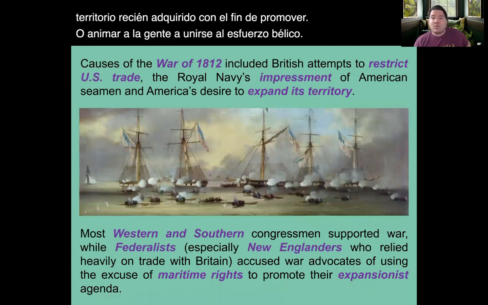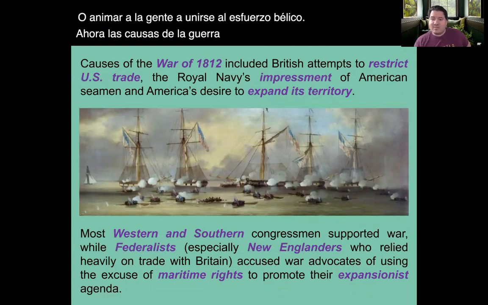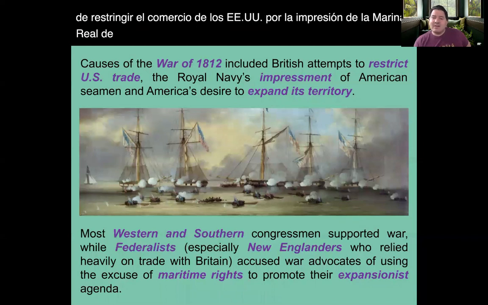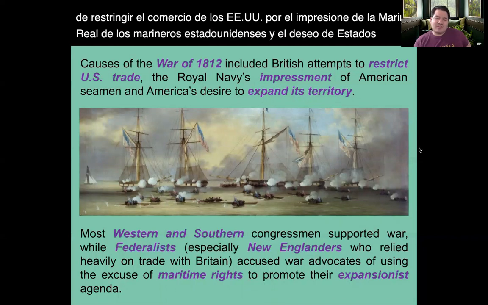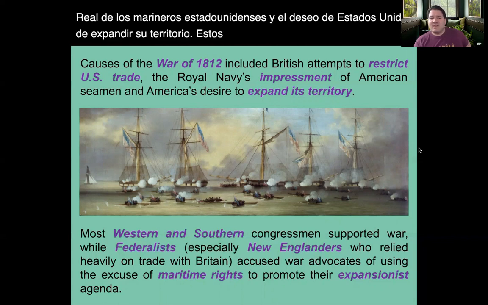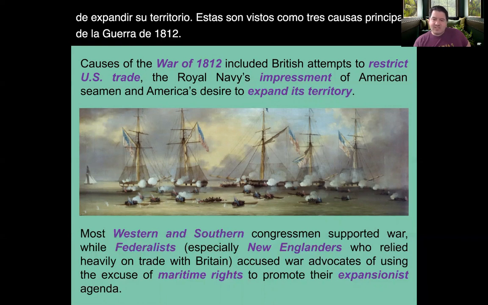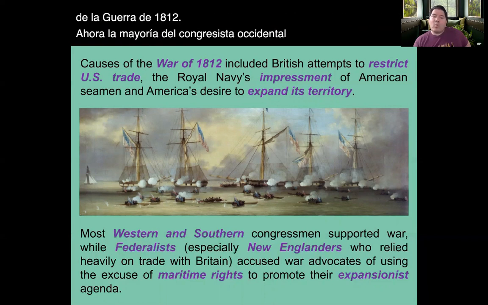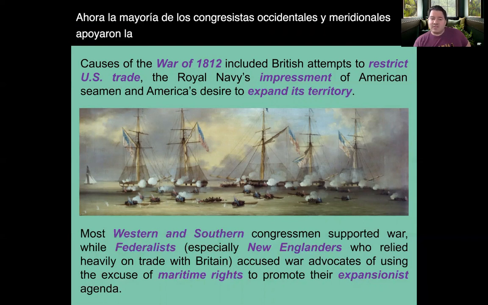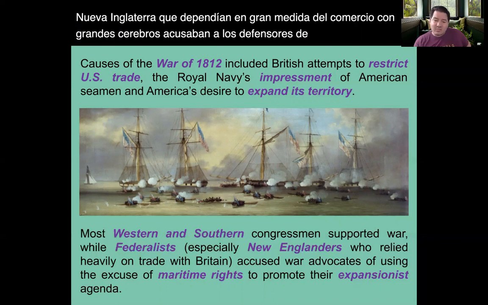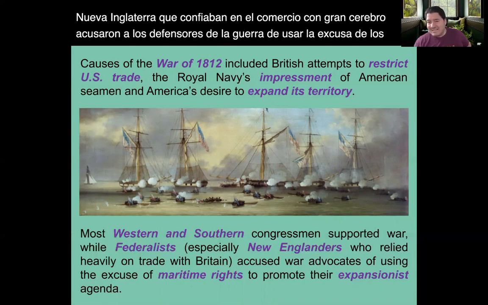Now, the causes of the War of 1812 include the British attempts to restrict U.S. trade, the Royal Navy's impressment of American seamen, and America's desire to expand its territory. These are seen as the three major causes of the War of 1812. Now, most Western and Southern congressmen supported the war, while Federalists, especially New Englanders who relied heavily on trade with Great Britain, accused war advocates of using the excuse of maritime rights to promote their expansionist ideas.